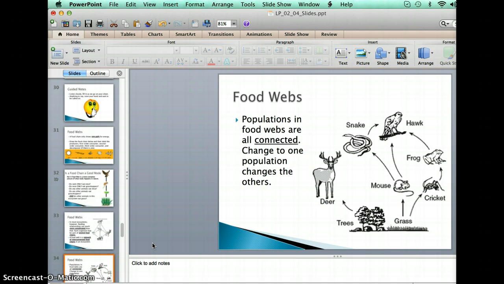So populations in food webs are all connected. So because they're connected, a change to one population will change the others. So if I change the number of deer in this ecosystem, it is going to change how many trees there are. If I change how many mice there are in this ecosystem, it's going to change how many snakes there are, how many hawks there are, and how much grass there is. They're all connected.